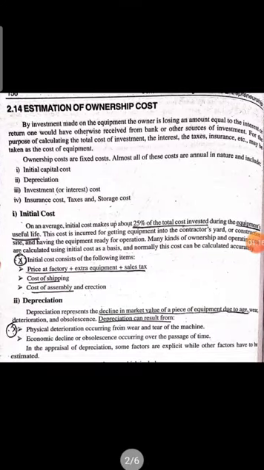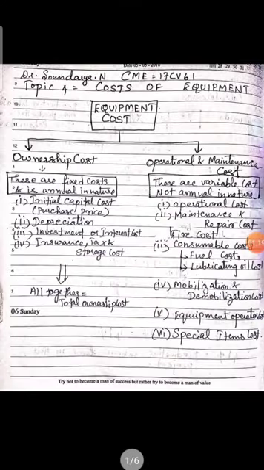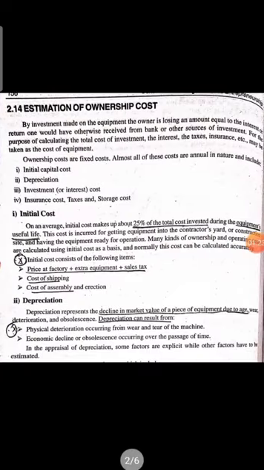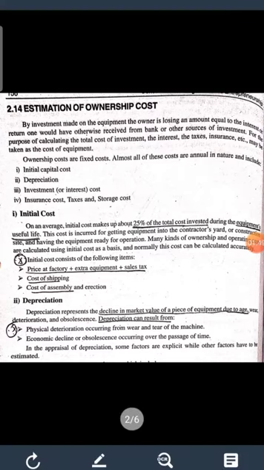Under estimation of ownership costs, this is the first one, which is the fixed cost. We are going to see all the four subheadings now. The first is the initial cost. About 25% of the total cost invested during the equipment's useful life is the initial cost. The initial cost generally consists of price at the factory plus extra equipments plus sales tax, cost of shipping, cost of assembly and erection.